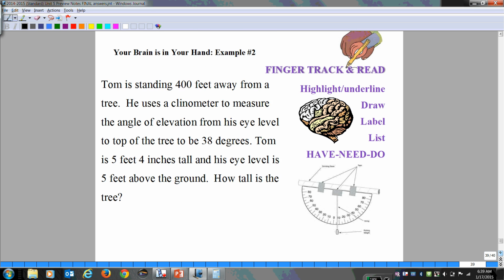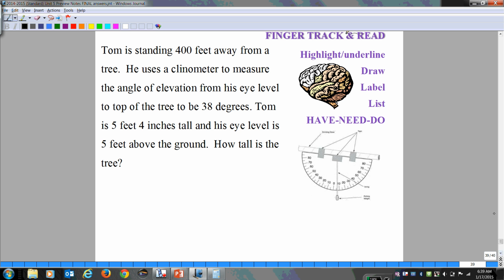Okay, we're going to try another one. Again, following the finger track and read. Put your pencil right here where you can see it. Put your finger or pencil, and I'd like you to read aloud with me. Please read aloud.